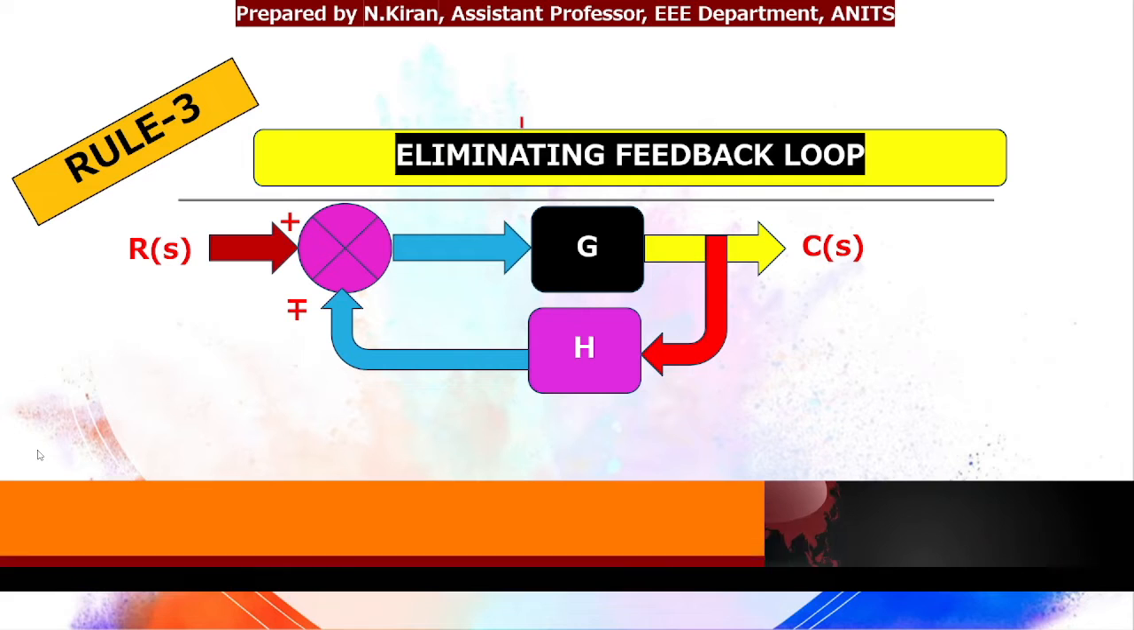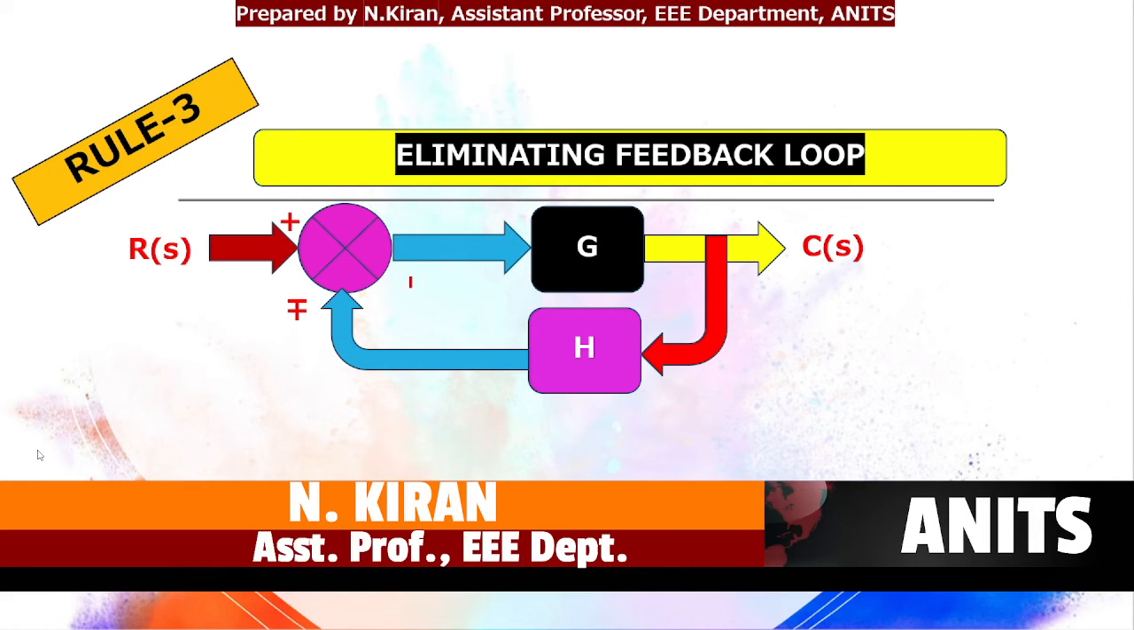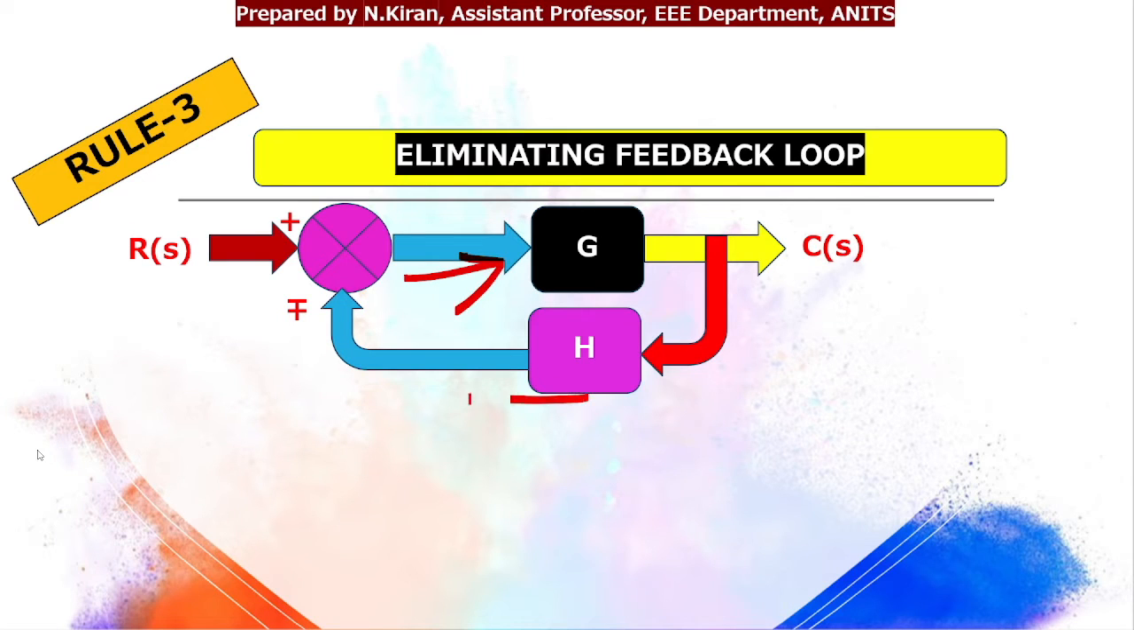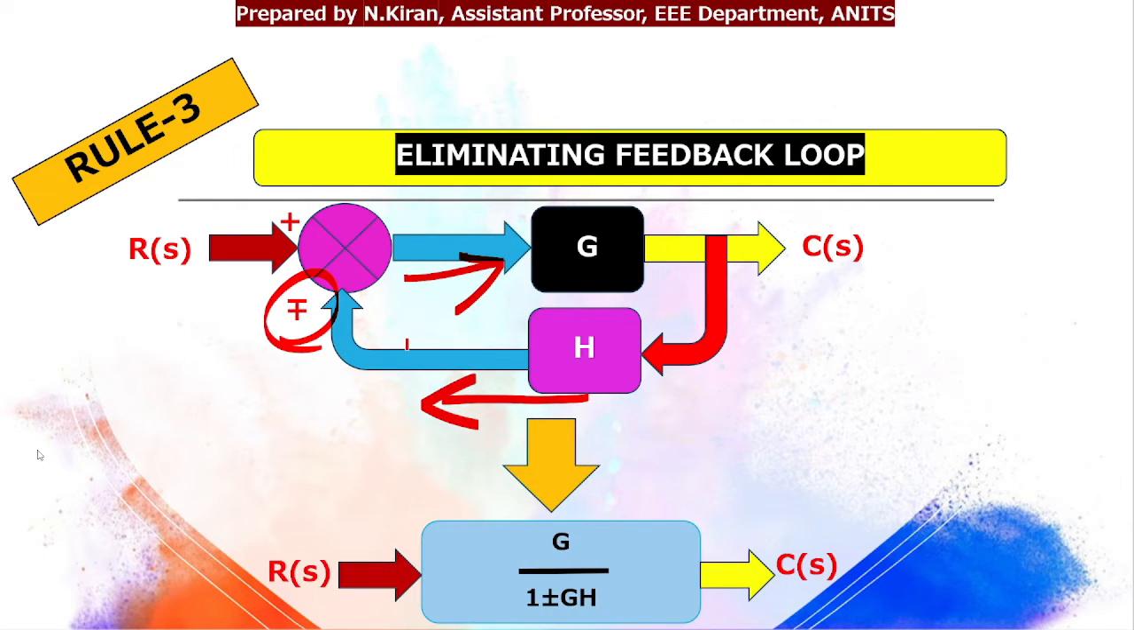Rule number 3, eliminating a feedback loop. G is the gain in the forward path, H is the gain in the reverse path. Depending upon the feedback, if it is negative feedback, then I will get G by 1 plus G into H. If it is positive feedback, then I will get G by 1 minus G into H. Remember that while implementing these rules, the expression for output C of S should not change.